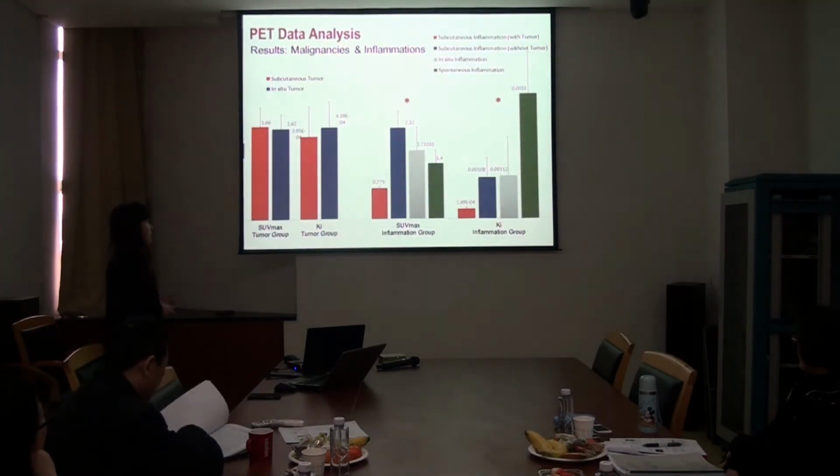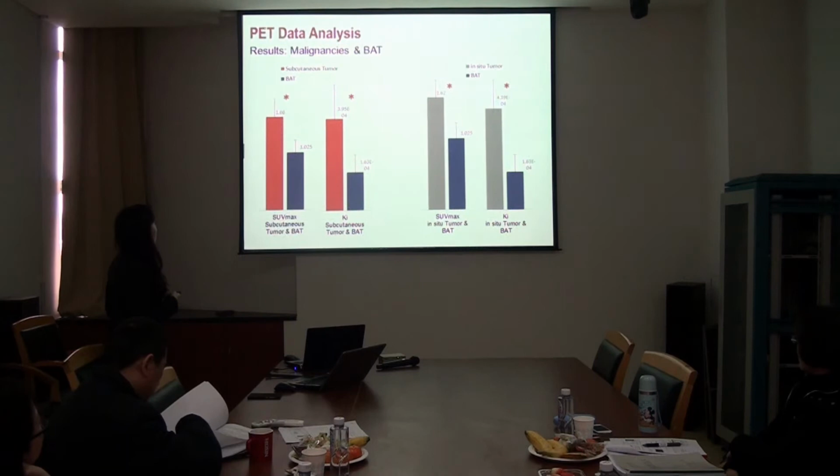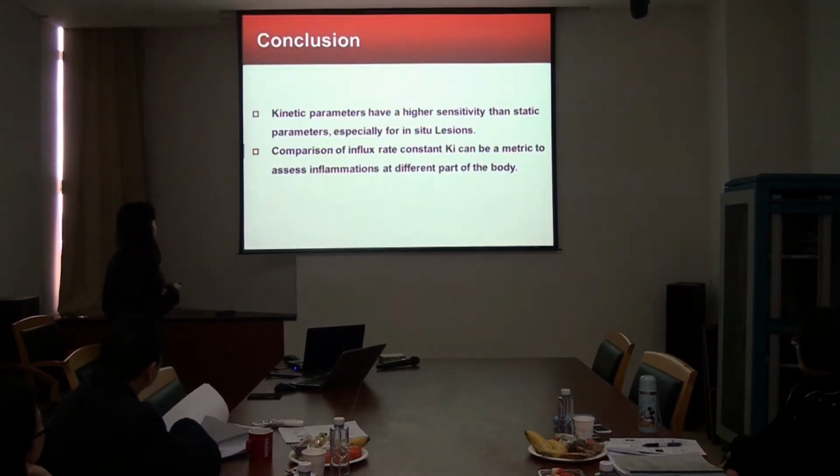And for inflammation at different body locations, we found both static and kinetic results can differentiate those groups of inflammation in different places. And for brown fat, although from static and kinetic results we found a difference between those groups, since our sample size is not big enough, we need further verification to confirm our data.